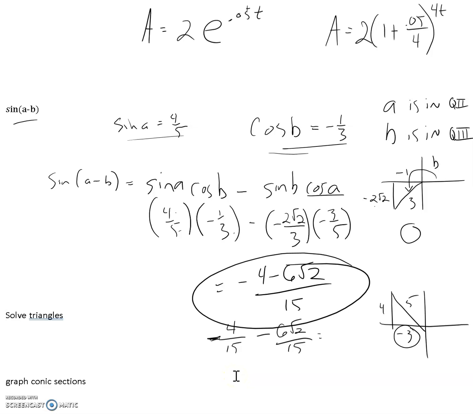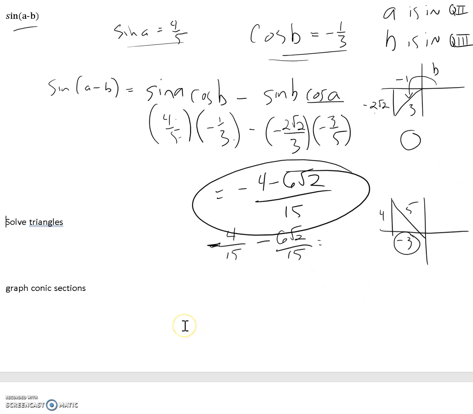Make sure you look at those ones, because that was a problem on test, I think it was test 2. A lot of people missed that one. All right, I got 2 more topics.